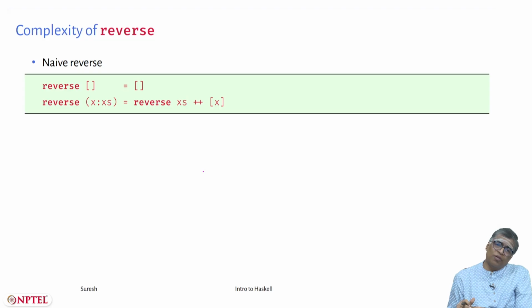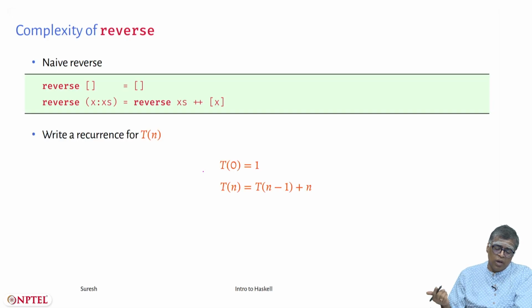So, let us look at reverse once again. We actually tried to do this reduction of reverse 1, 2, 3, 4 all the way to 4, 3, 2, 1, and we said it took some 12 steps or whatever, but let us try to get an estimate in the general case. Okay. What about a list of length n? So, reverse of the empty list is the empty list, reverse of x colon xs is reverse xs plus plus the singleton list x.